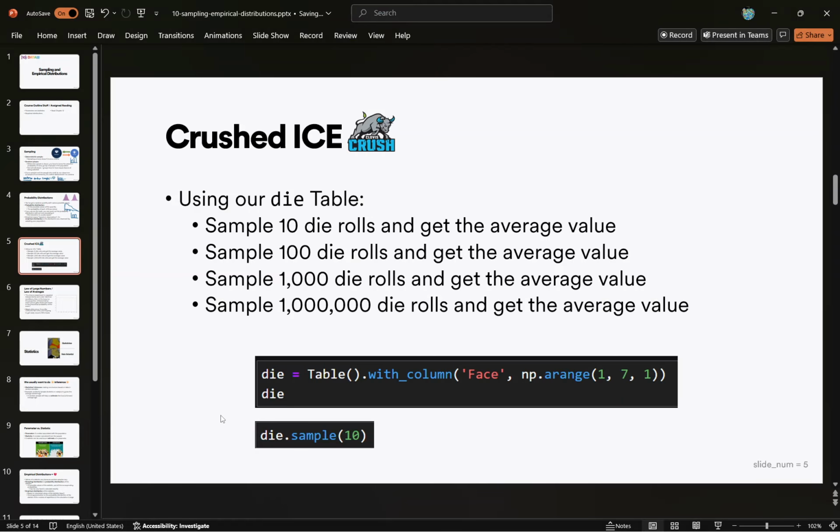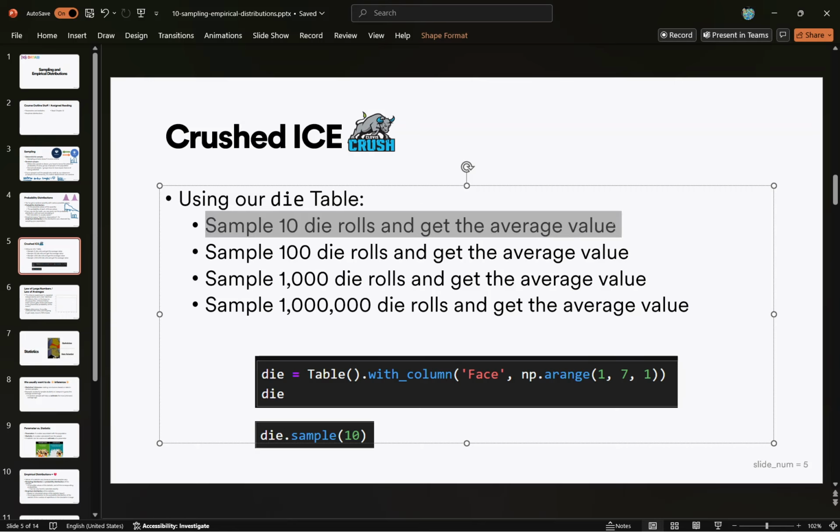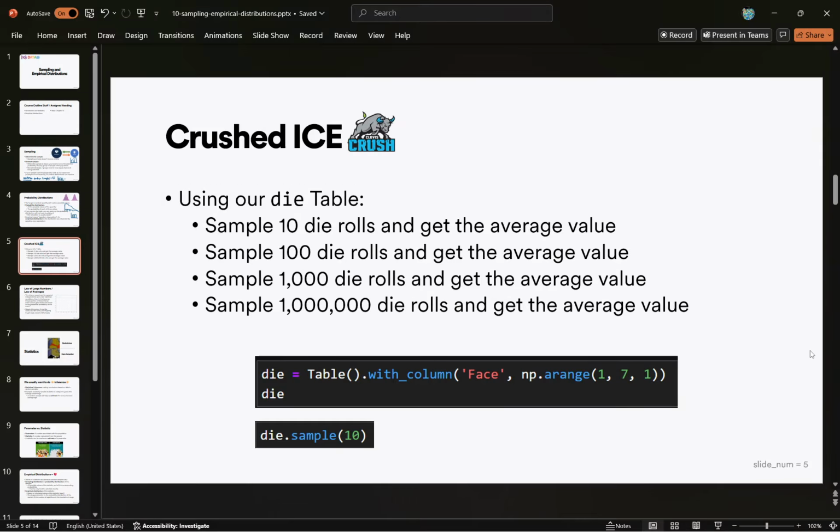And that's going to give you a new table. You know how to work with tables, right? I'd like you to sample 10 rolls, get the average value. Sample 100 rolls, get the average value. Do it for 1,000 rolls, and do it for 1,000,000 rolls. And try to see if they're getting close to something. Any questions about the question? Please go and try that. I think it will be very enlightening, and we'll make some graphs soon.